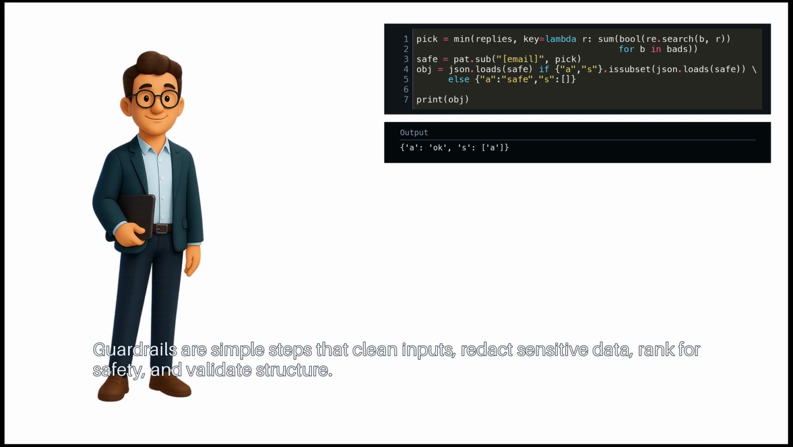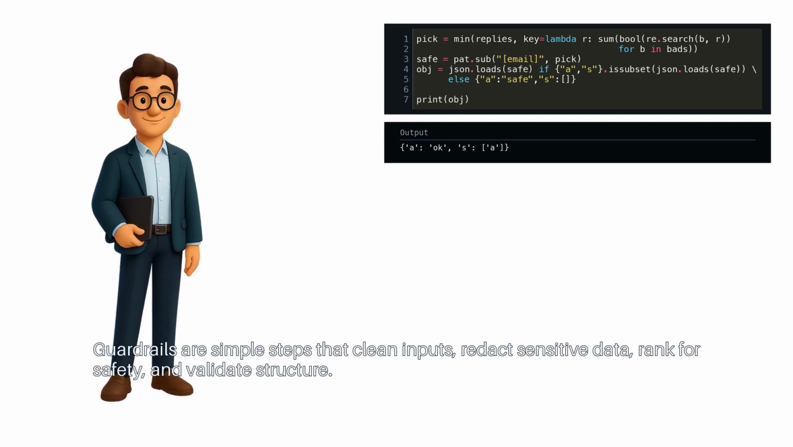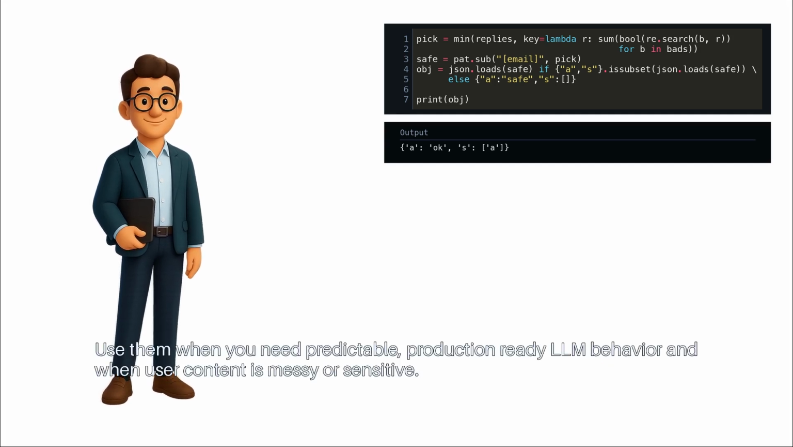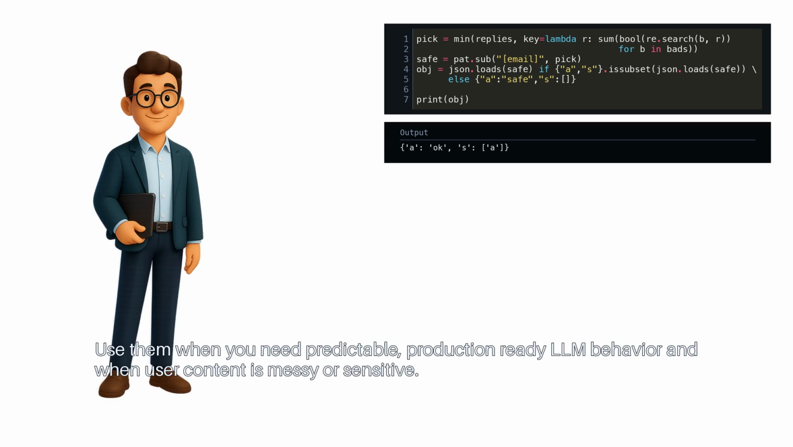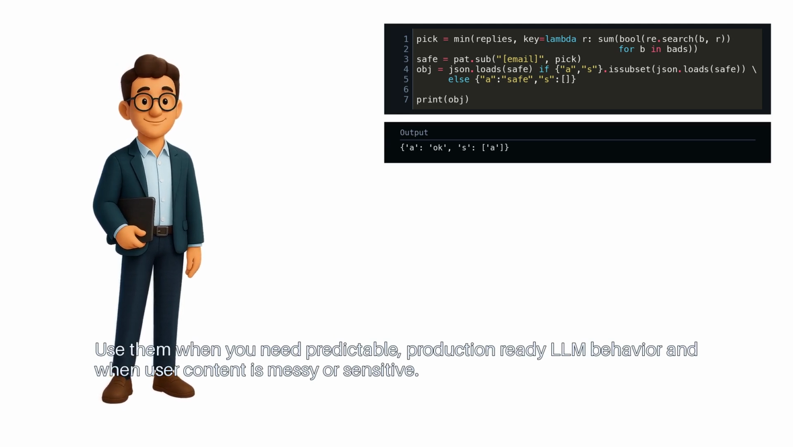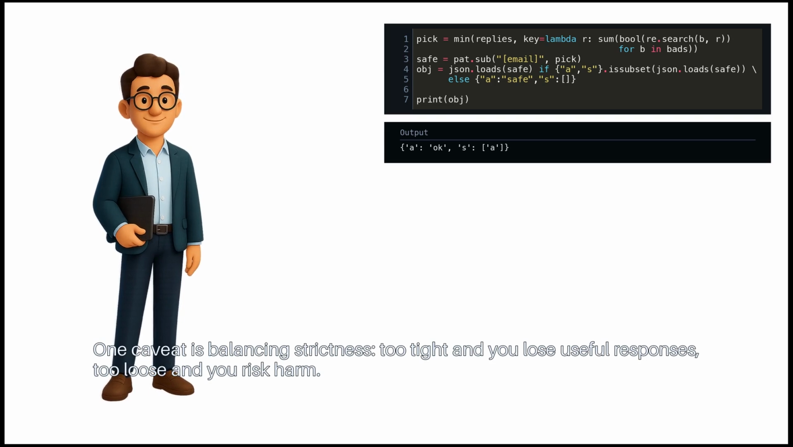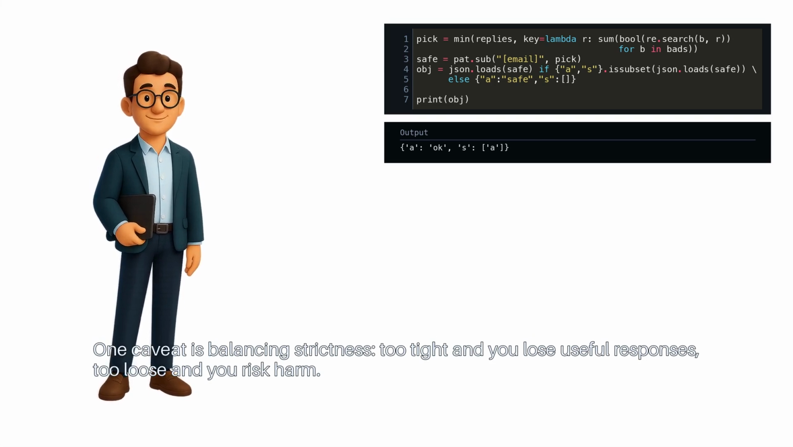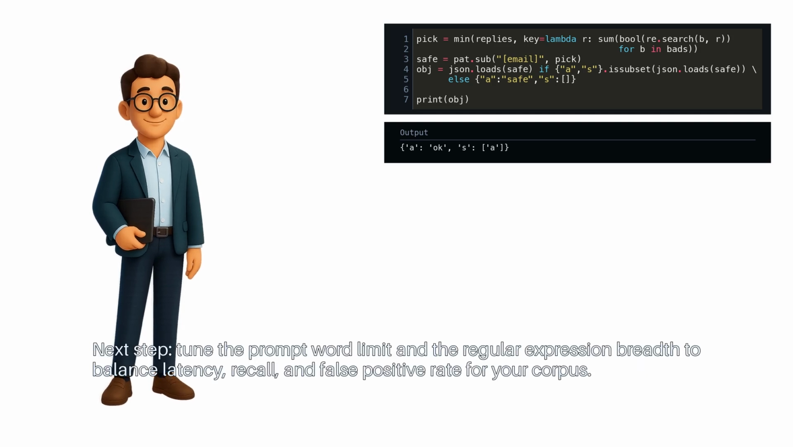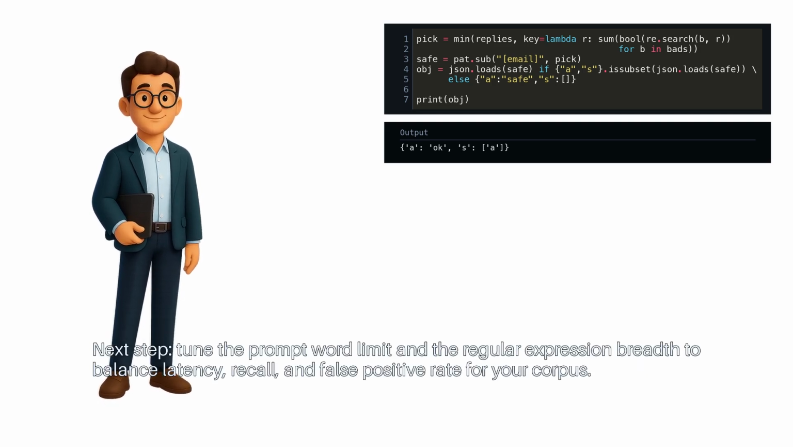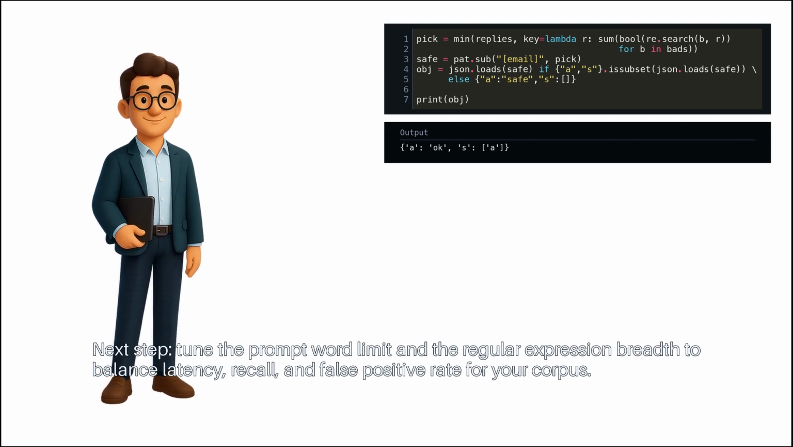Recap. Guardrails are simple steps that clean inputs, redact sensitive data, rank for safety, and validate structure. Use them when you need predictable, production-ready LLM behavior and when user content is messy or sensitive. One caveat is balancing strictness. Too tight and you lose useful responses. Too loose and you risk harm. Next step, tune the prompt word limit and the regular expression breadth to balance latency, recall, and false positive rate for your corpus.